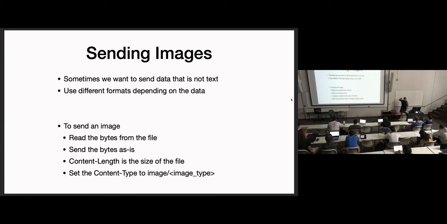Anyway, sending images, read the file. Some languages, depending on how you're reading the file, might want to read it as a string. Make sure you're not reading it as a string. Read it as bytes. Read it as a byte array, or a buffer in Node if you're using Node. Whatever your language has to just get raw bytes. That's what we want. We don't want to interpret this as anything. We don't even care what image type it is. It's going to be JPEGs for the homework.